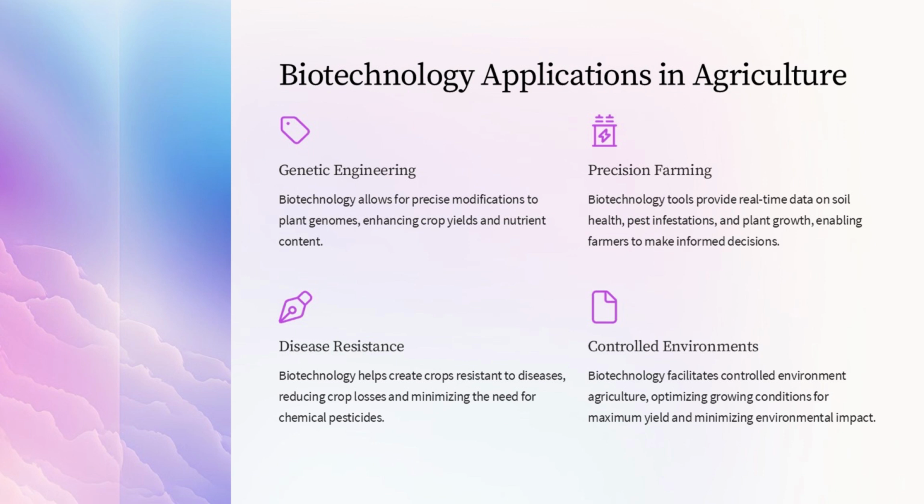Biotechnology-derived disease-resistant crops can reduce crop losses and minimize the need for chemical pesticides, promoting more sustainable farming practices. Controlled environment agriculture facilitated by biotechnology optimizes growing conditions to maximize yield while minimizing environmental impact.